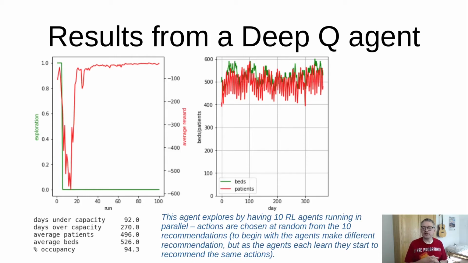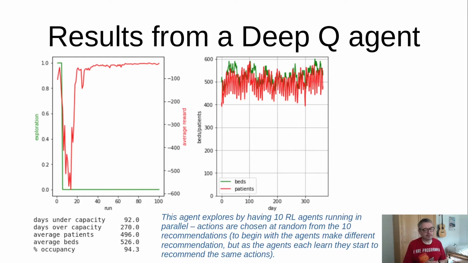And on the right, we see the last year of it learning, and the red line is the number of patients in the hospital, the green line the number of beds. And given its balance of rewards and penalties, it's come up with a way of acting that's got 94% bed occupancy. 92 days we didn't have sufficient beds. 270 days we had spare beds.